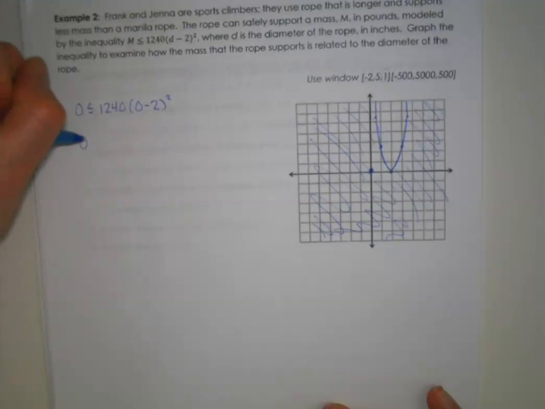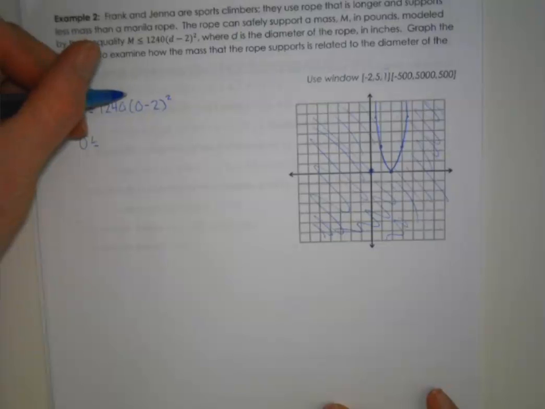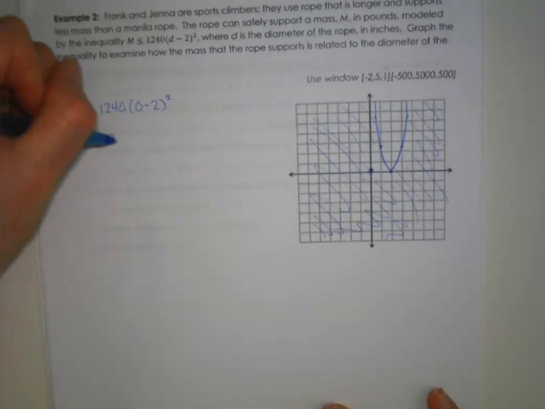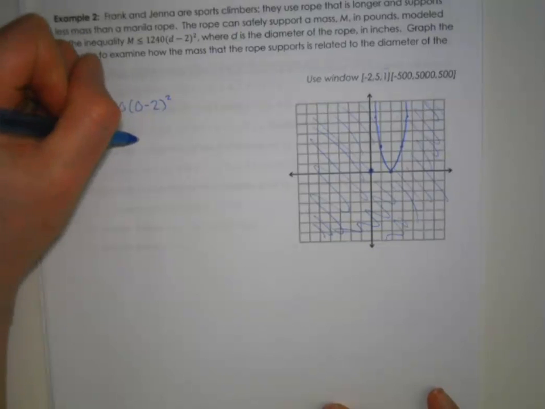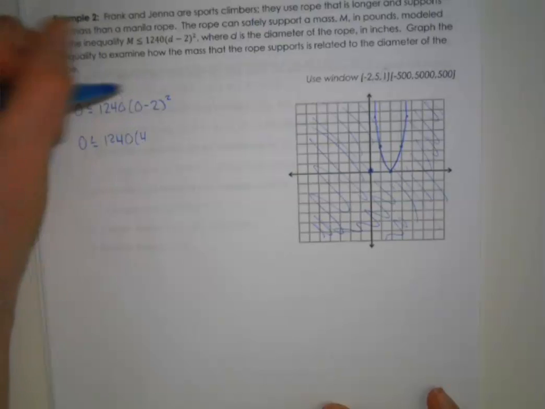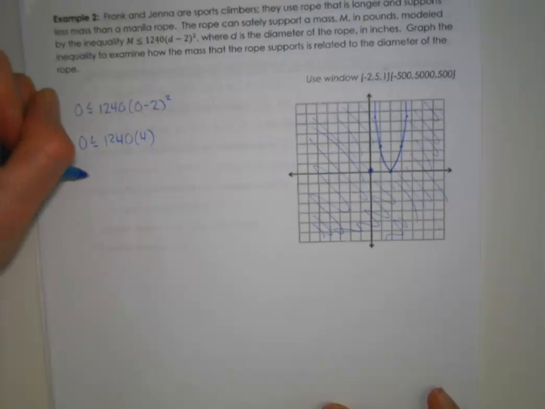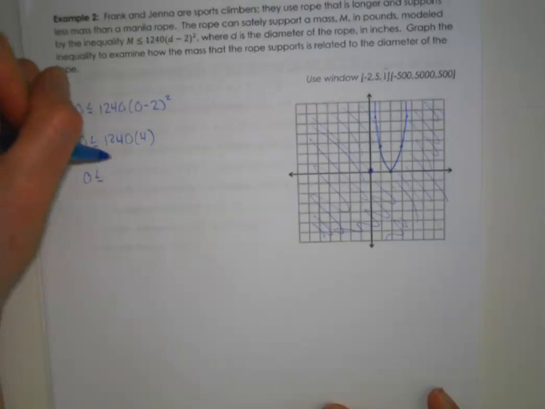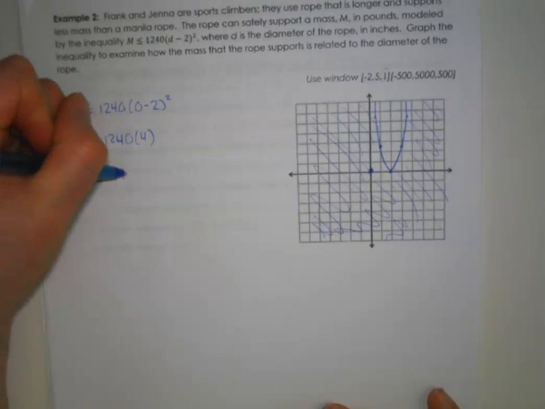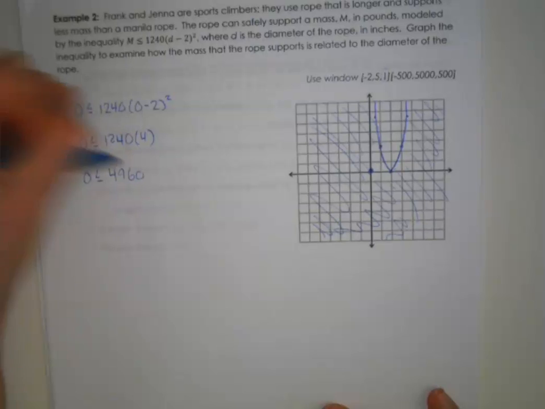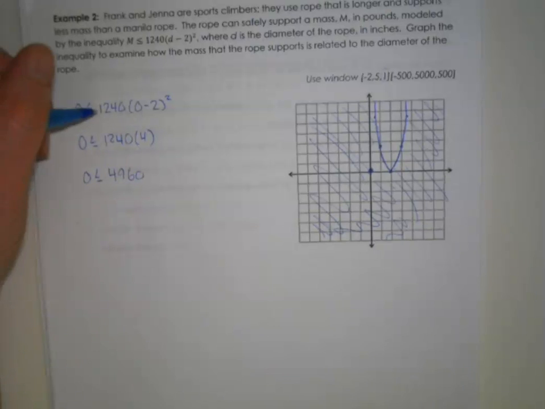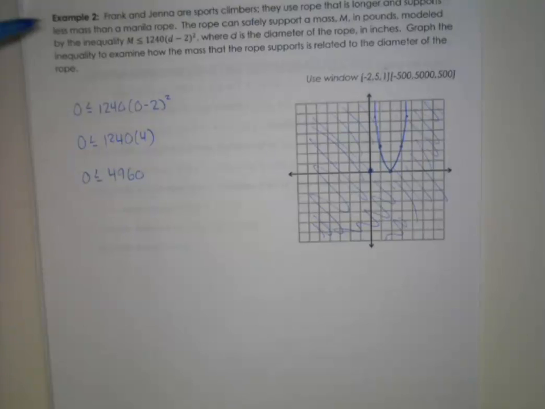Which gives us 0 being less than or equal to 1240 times 4. Right, negative 2 squared will give us 4. And so that gives us 0 being less than or equal to 4960. Okay. So basically, we know that this inequality is true. 0 is less than this value.